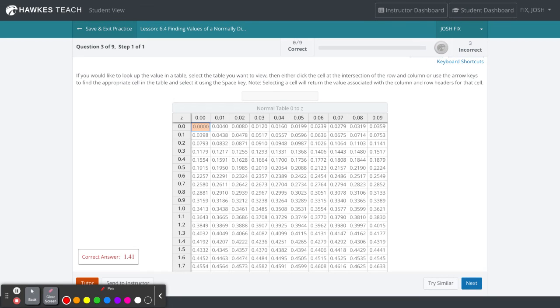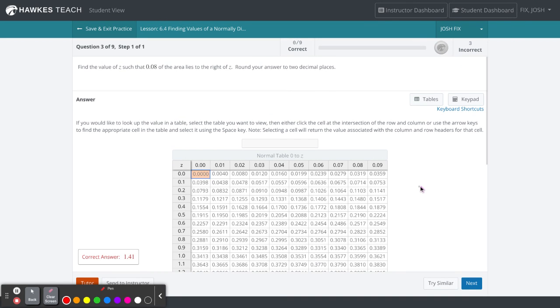All right, so this is taking a look at question 6.4, question number 3 out of the practice. What we're looking for is the z-score that goes with the area to the right of 0.08.